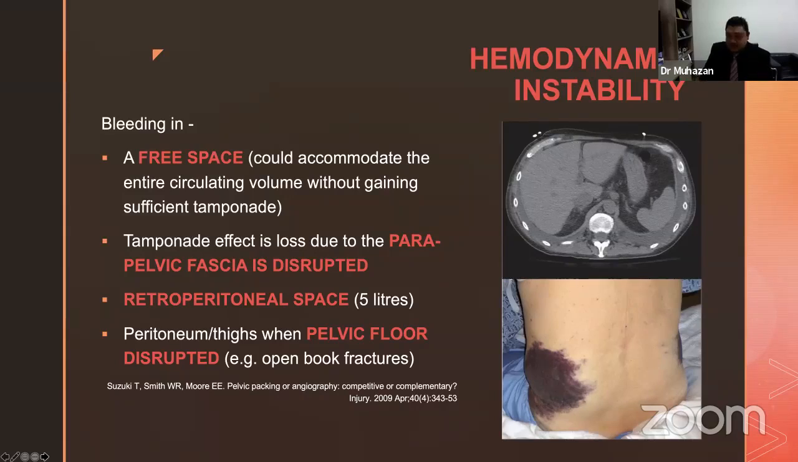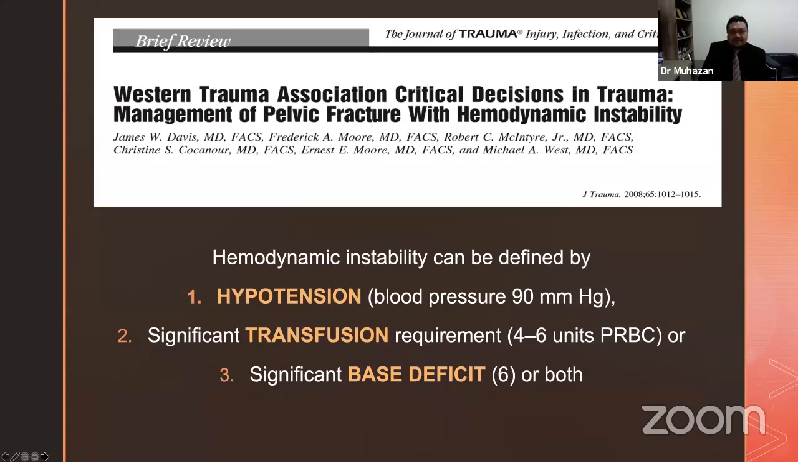parapelvic fascia disrupted, or the pelvic floor disrupted, meaning the bleed is free flow, right? You can't get a good tamponade effect. And that is why pelvic injuries are associated with profuse bleeding. The West guidelines suggest that hemodynamic instability be defined as hypotension, BP less than 90 millimeters of mercury, significant blood transfusion, 4 to 5 packed red blood cells, and also significant base deficit.